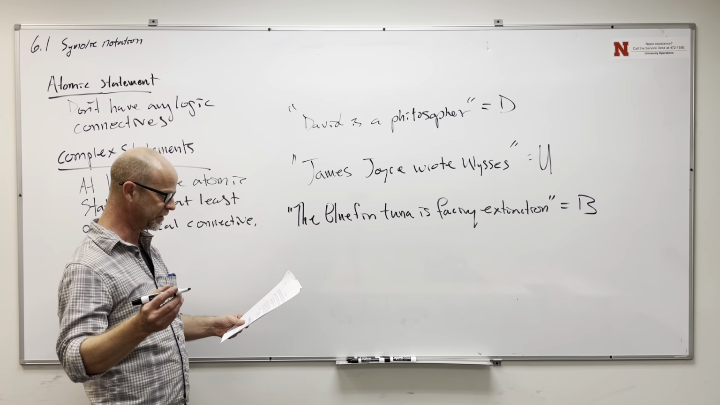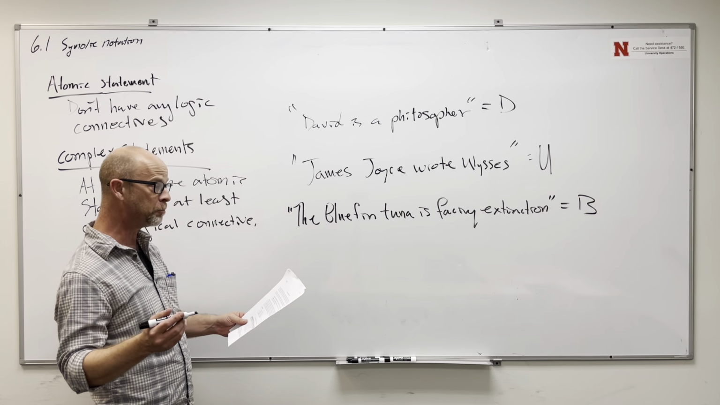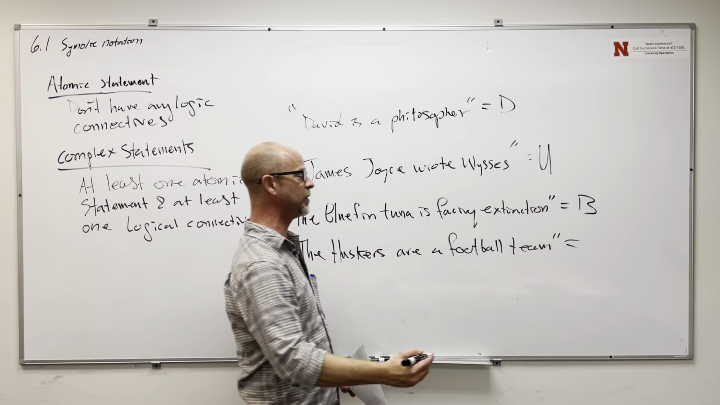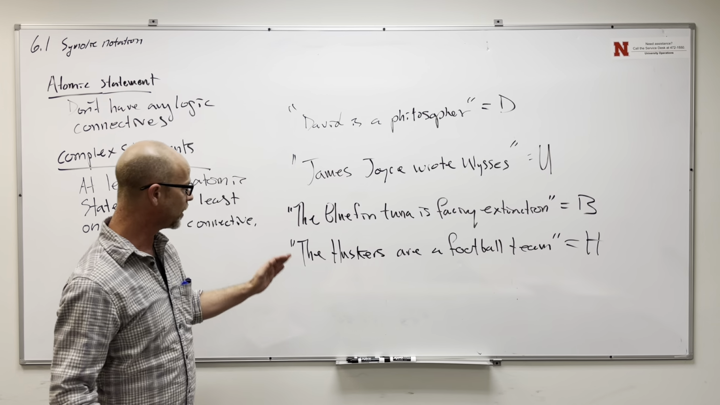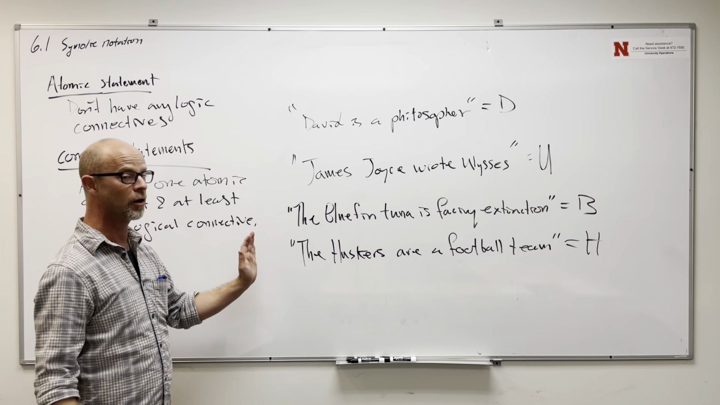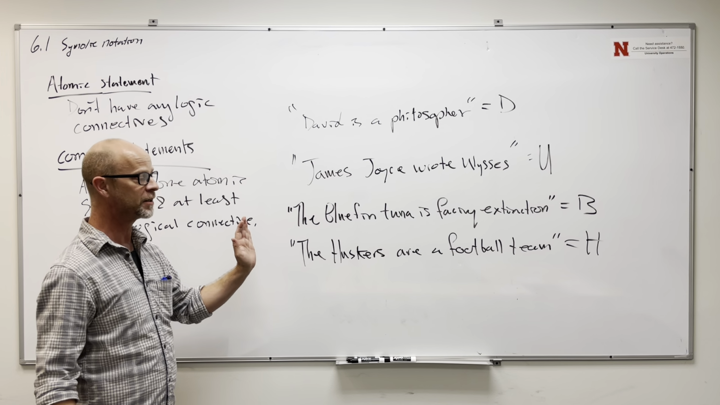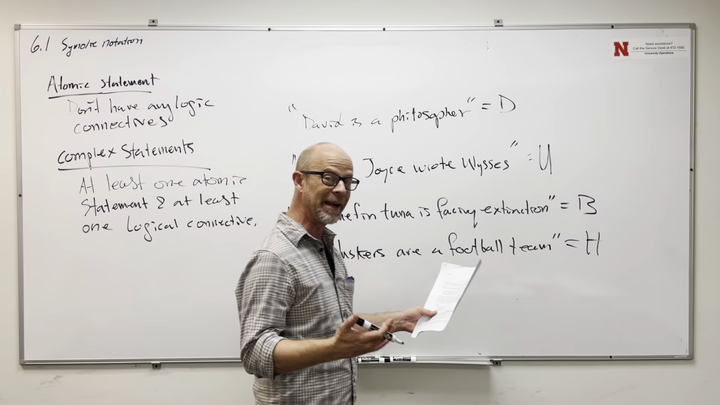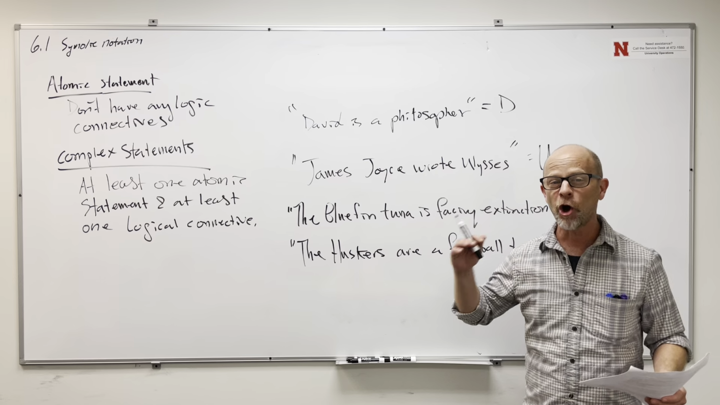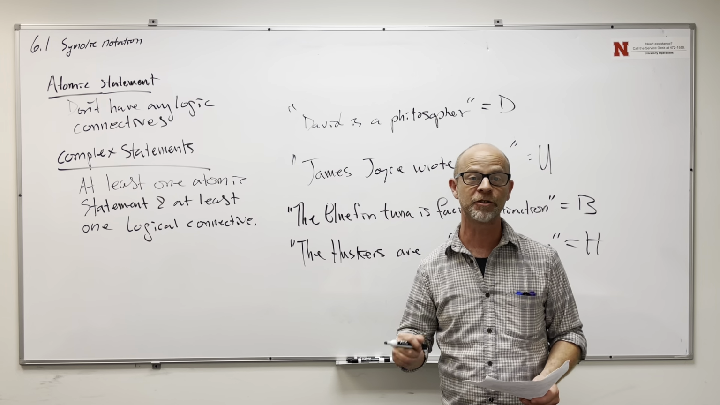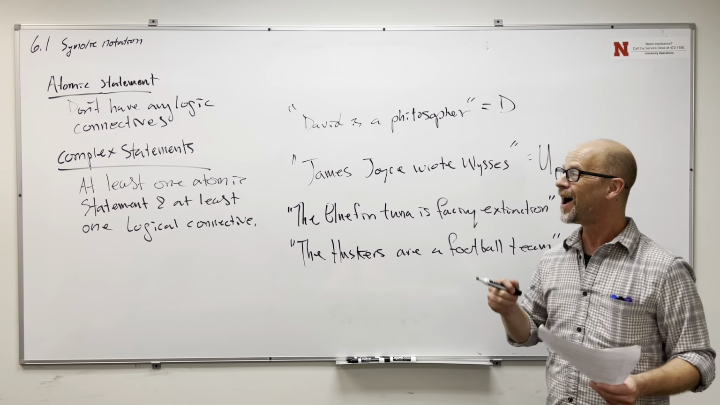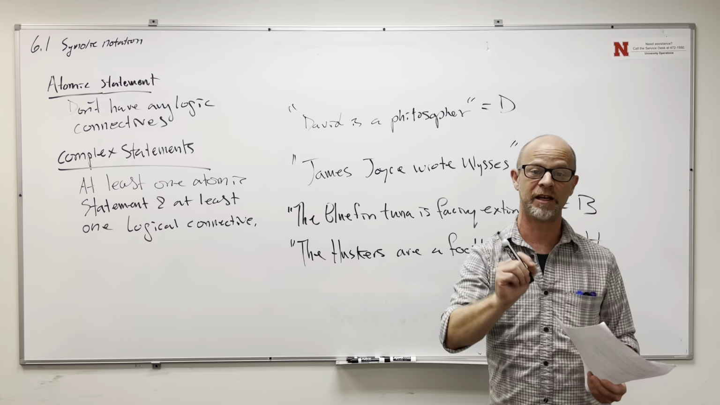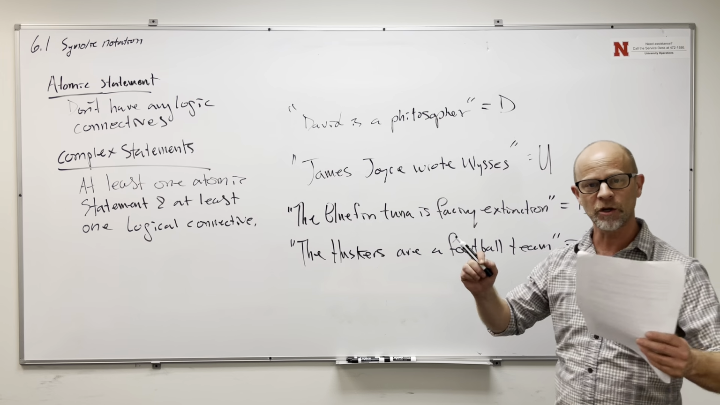Finally, I have an example that says, the Huskers are a football team. The way that I've symbolized this is I've just given it the letter H. Again, it's a very basic unit of logic, what we're calling an atomic sentence, because it doesn't have any logical connectives in it. Now what I need to do is show you exactly what I mean by a logical connective. By doing that, I hope to make it clear why these statements don't have any of those logical connectives. So let's go ahead and do that.